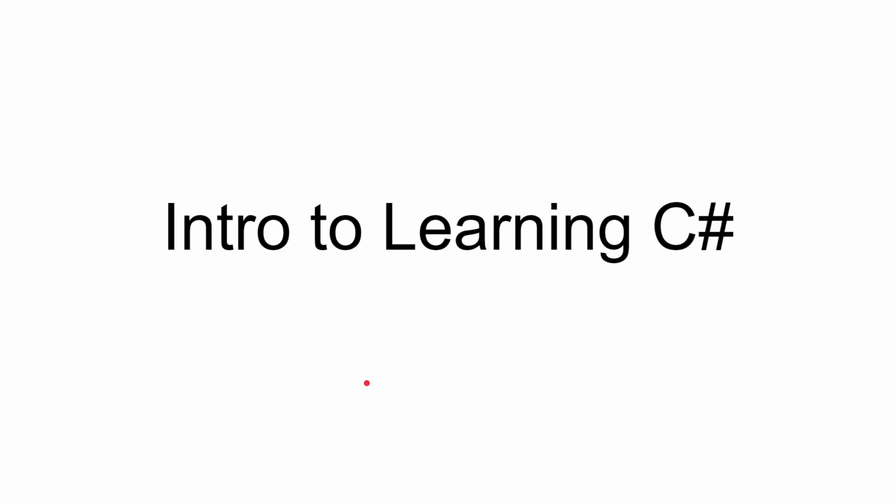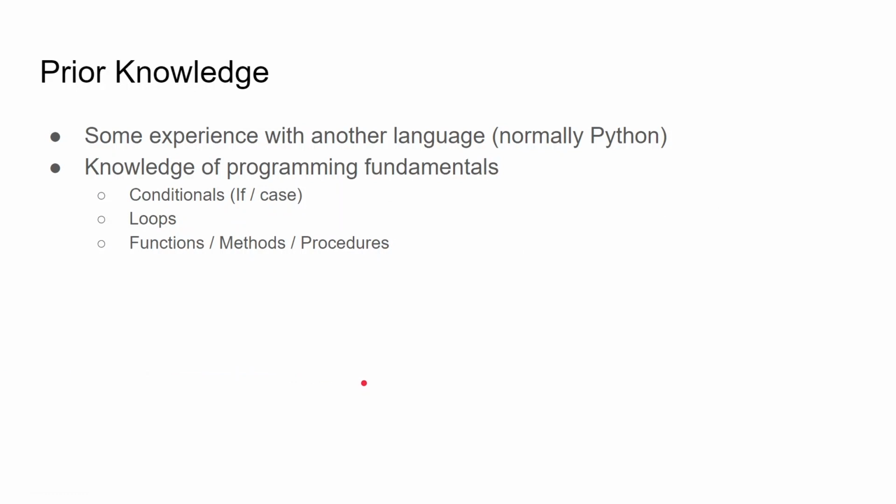But yeah, let's go. So when you do this course, I expect you to have some prior knowledge. I expect you to have done some programming with another language, just some basic programming. Most importantly, you need to have some understanding of conditionals like if and case, and loops like the for loop and the while loop, so that you can follow along with the code. And finally, some understanding of functions, methods, or procedures.